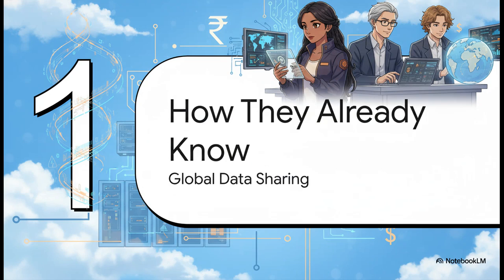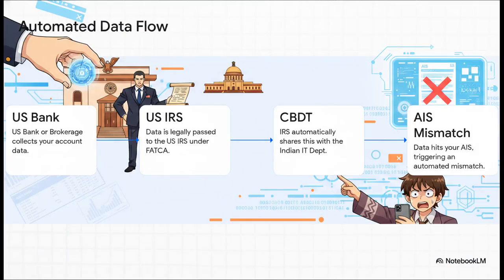So how exactly do they already know about your offshore money? And this brilliantly illustrates the inescapable trap you fall into. It's a completely automated data flow. First, your US bank or brokerage collects your account data. Then, thanks to the FATCA Global Banking Treaty, they're legally forced to hand it over to the US IRS. The IRS then automatically shares this info with the Indian IT department. Finally, all that data lands right in your annual information statement, instantly triggering an automated mismatch if your tax return is blank.